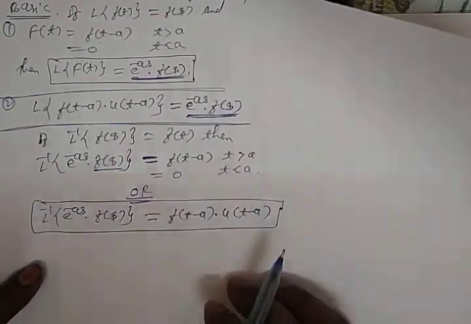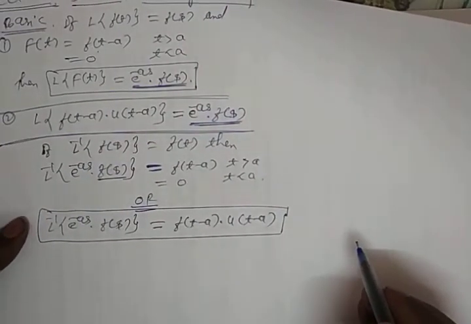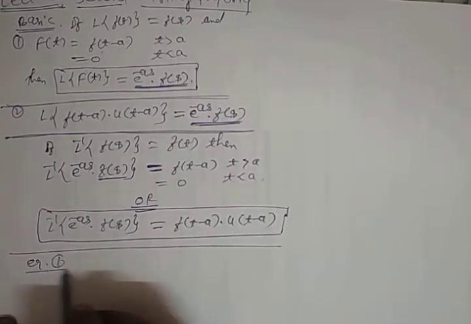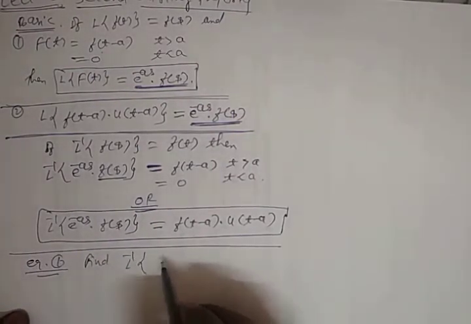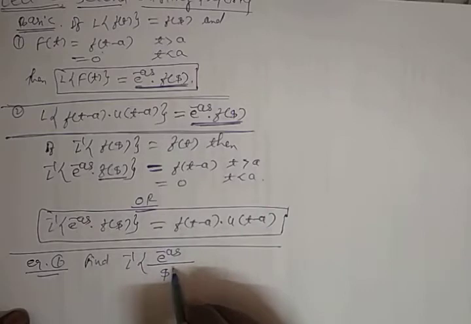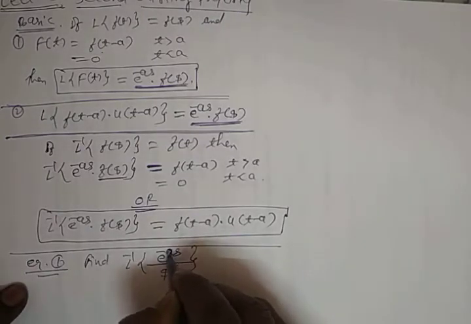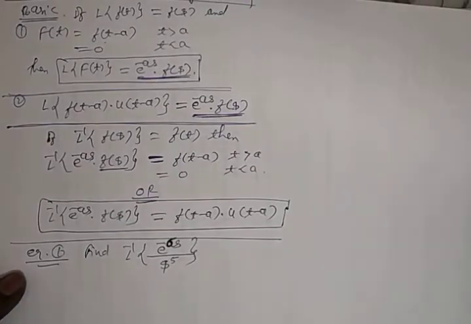Now let us try to solve some numericals upon this, so that you can clearly understand what is meaning of this particular second shifting theorem property. So let us take example number 1. Find Laplace inverse of e raised to minus 6s upon s raised to 5 we have to calculate.